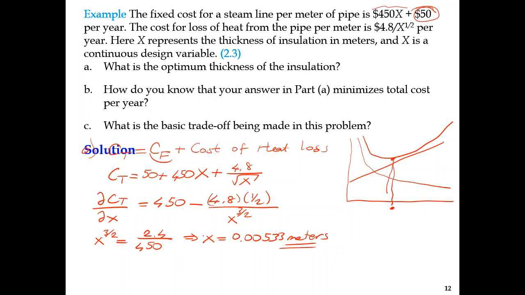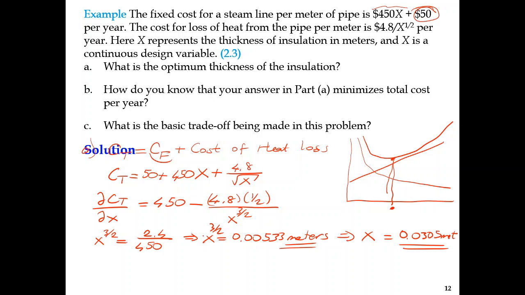Okay, so this is, actually I wrote this part wrong. This value is x to the power 3 over 2. And from here, if you find x, you will find it 0.0305 meters. Okay, this is the value of x. And it is like 3.05 centimeters. This is part A.